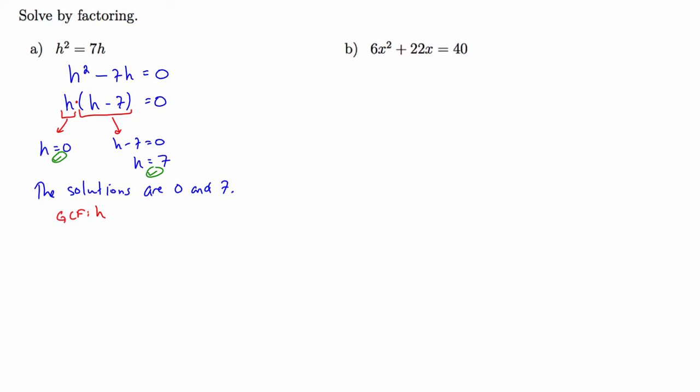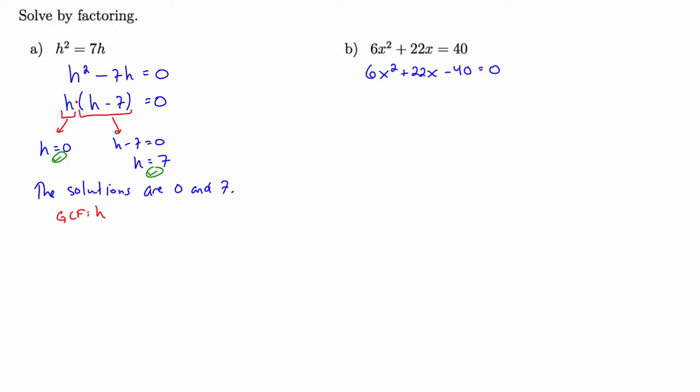In part B, the equation is 6x squared plus 22x equals 40. Again, the first step is always set the equation equal to 0. So to set this equation equal to 0, we will subtract 40 from both sides of the equation. The new version of this equation in standard form is 6x squared plus 22x minus 40 equals 0. Now that it's in standard form, we'll begin the factoring process.